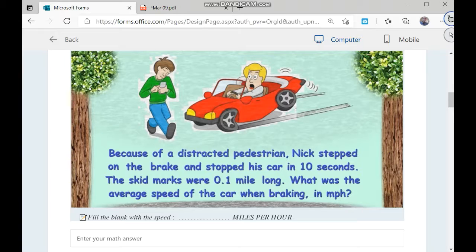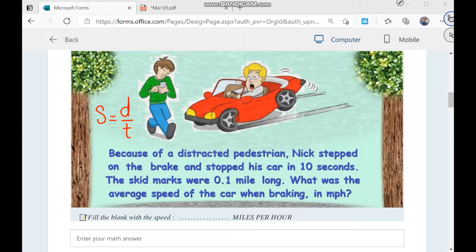Today we're not going to work with roots, with square roots or cube roots or anything like that. You just have to find the average speed. You need to use the formula: speed equals distance over time. That's the formula that you're going to need.